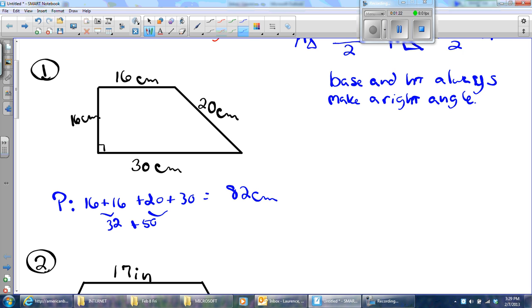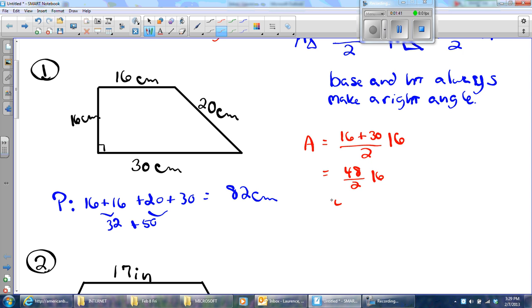Let's do the area. Okay. First of all, I'm going to average my bases. Area of my trapezoid, I'm going to take 16 plus 30, divide by 2, and then I will multiply by 16. 16 and 30 is 48. Divide by 2 times 16.